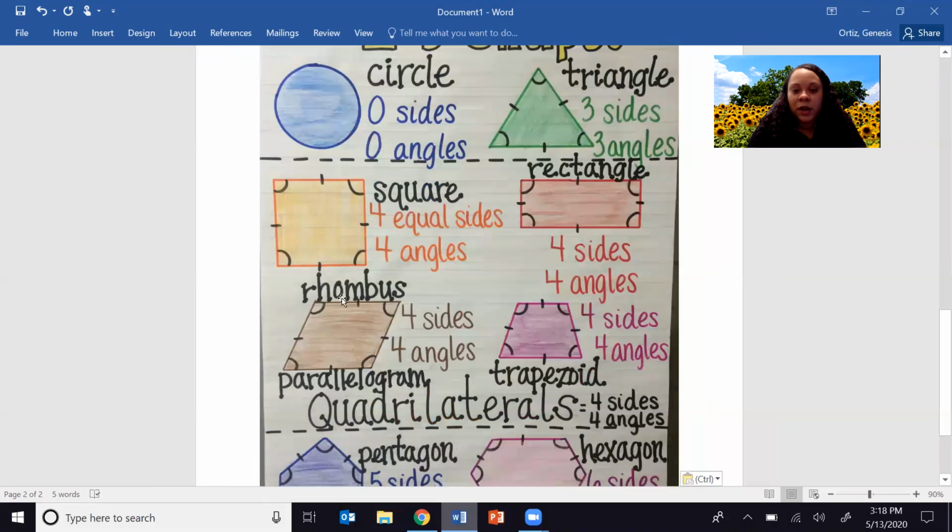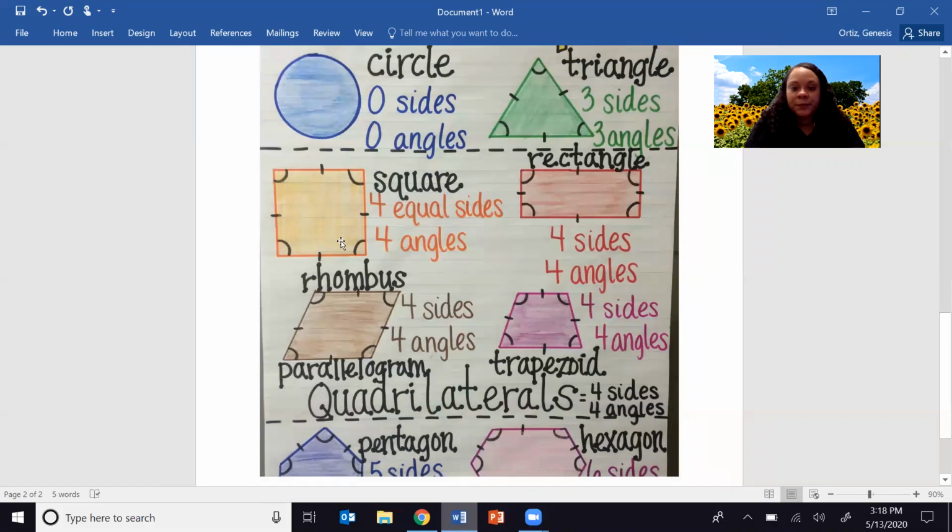Squares, so remember, square, rhombus, trapezoid, and rectangle are all quadrilaterals, which just means it has 4 sides, 4 angles, and 4 vertices. That does not mean all their sides are going to be equal. The only one that is equal is the square. So this is the rectangle, the trapezoid, the parallelogram, or rhombus. Let's call it a rhombus, and a square.